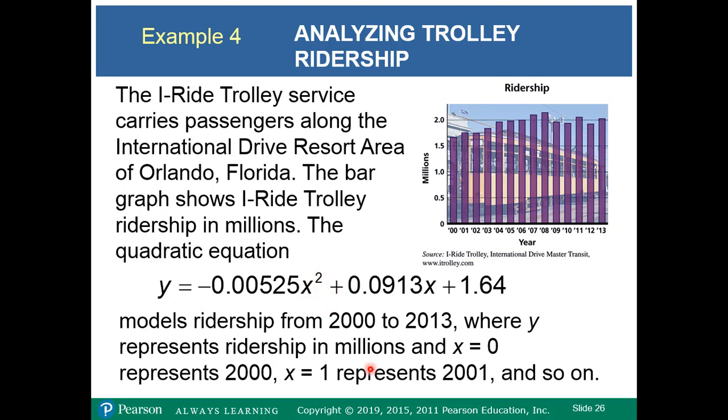In this case, x is the number of years from 2000. This is only good from 2000 to 2013, so this models the data from 2000 to 2013. Now we're going to use this model that represents the relationship between ridership and year.